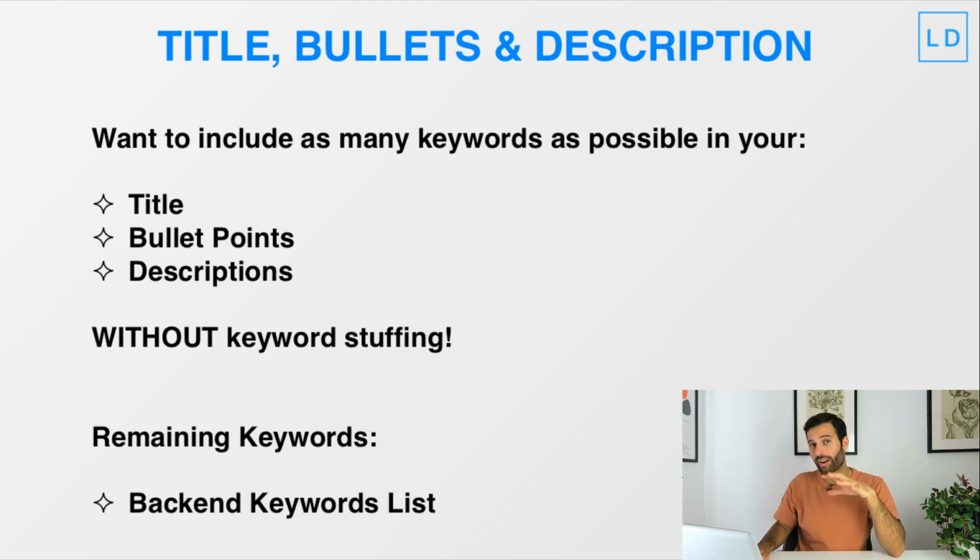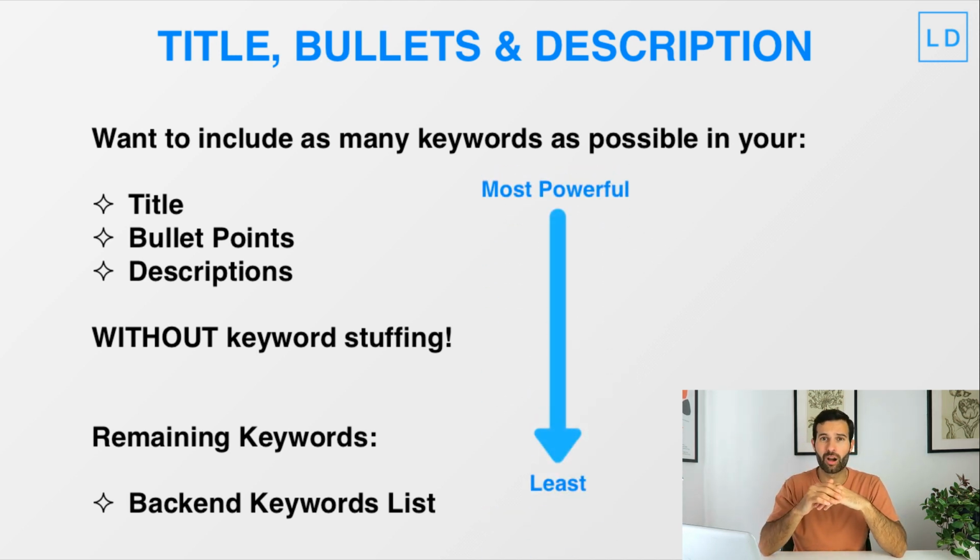And when you're deciding what keywords to put where, what you want to do is make sure that your most powerful keywords are in your product title and that your least powerful keywords are in your back-end list, and work them down in that order as you can see on the slides. Now, when I talk about most powerful keywords, what I mean by that is that your keywords with the highest relevancy and the highest search volume.